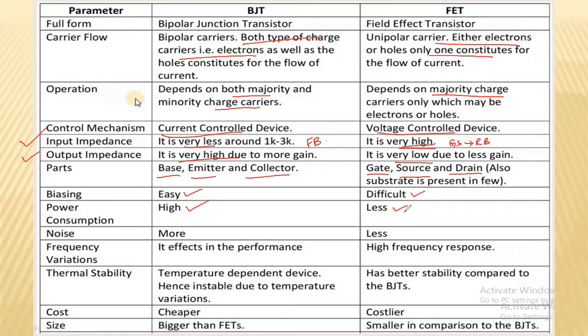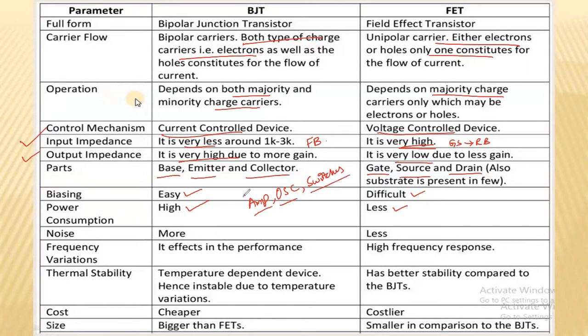So here the power consumption is less compared to BJT. Coming to the applications, BJTs are used as amplifiers, oscillators and switches. The same applications are there for FET also. FET is also a transistor, so it can be used as an amplifier, as an oscillator, and as a switch.